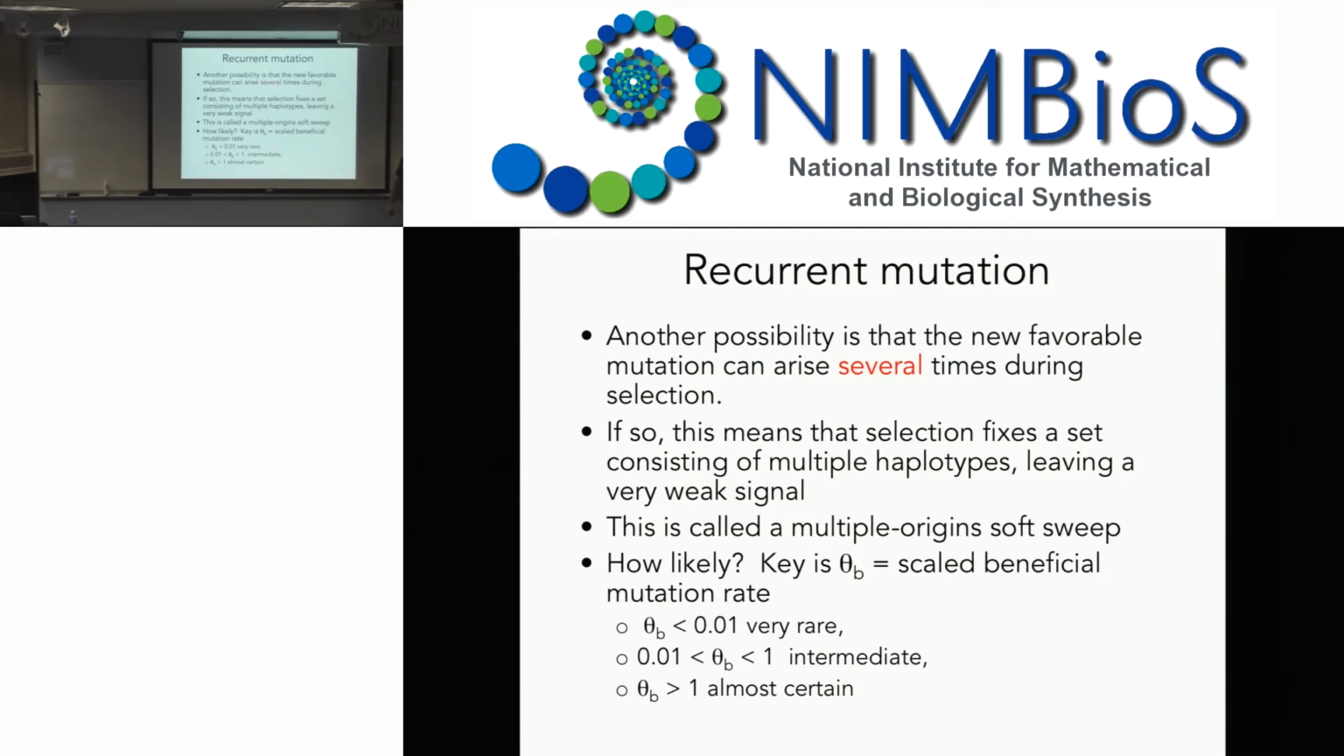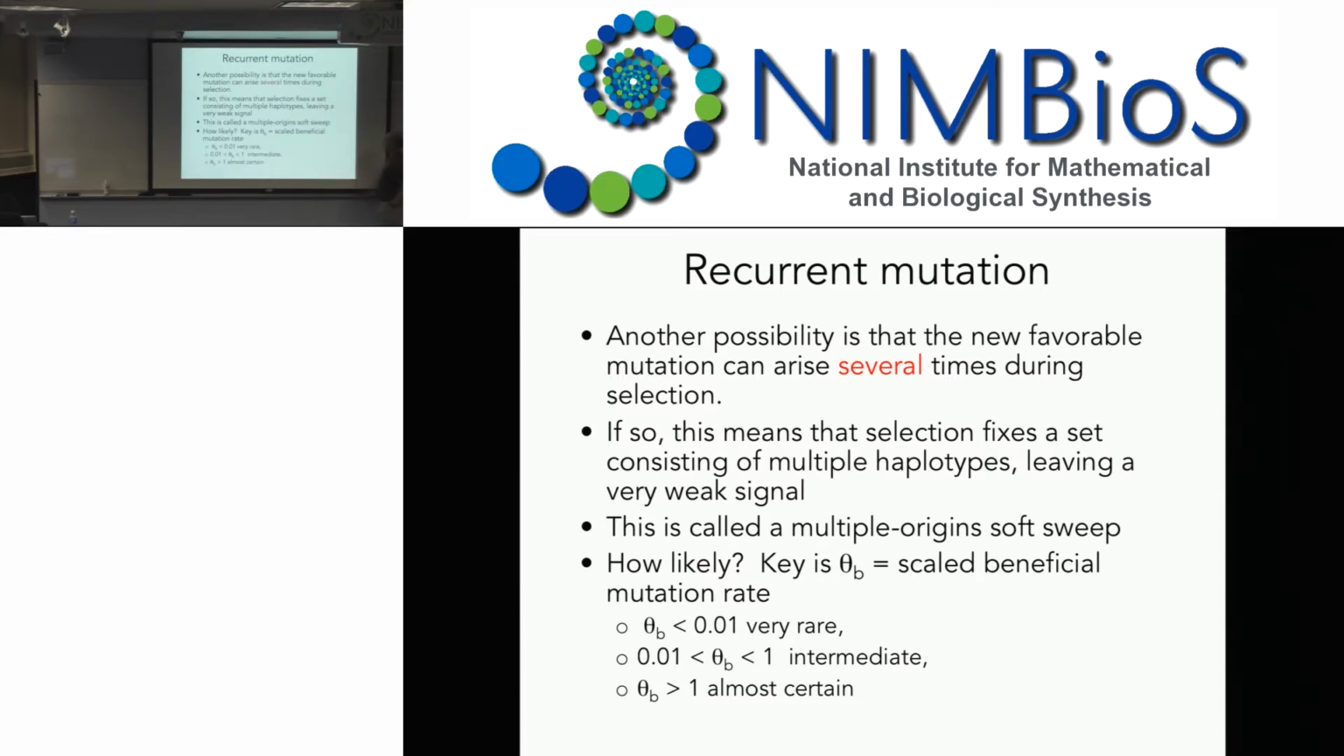If you have a gene where the new phenotype is that the gene gets turned off, there are multiple ways to knock out a gene. You can have a multiple origin soft sweep by having multiple knockout mutations arise and as a group get fixed together. So if multiple mutations arise, then selection fixes a set containing multiple haplotypes, again leaving a weak signal. And so how can that occur?